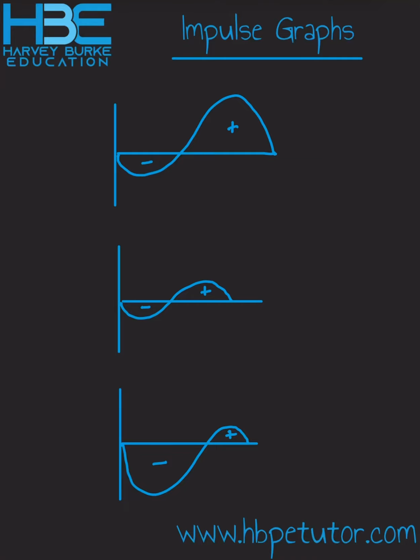If you do A-level PE and you're struggling with impulse graphs, listen up to this. So an impulse graph has force on the y-axis, measured in newtons, and then time on the x-axis, measured in seconds. And impulse is force times time. So impulse equals force times time.